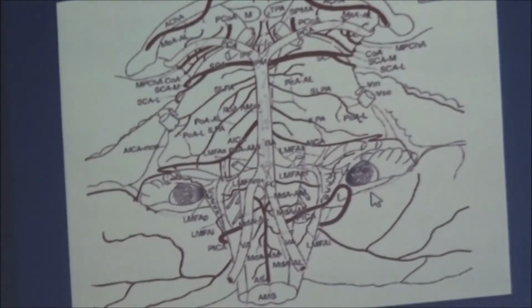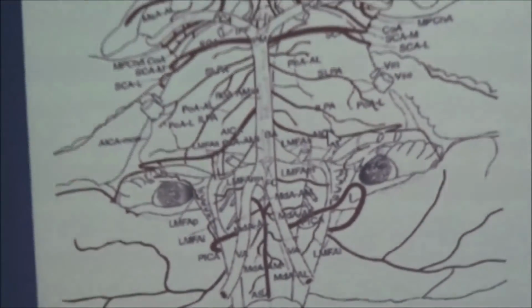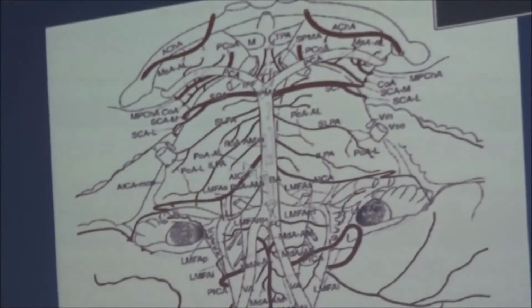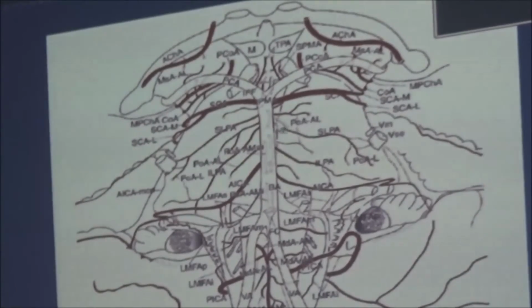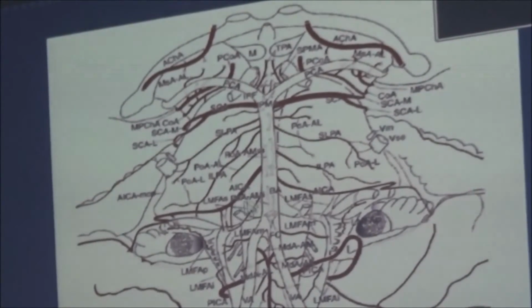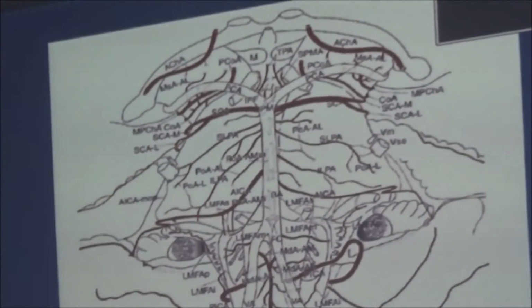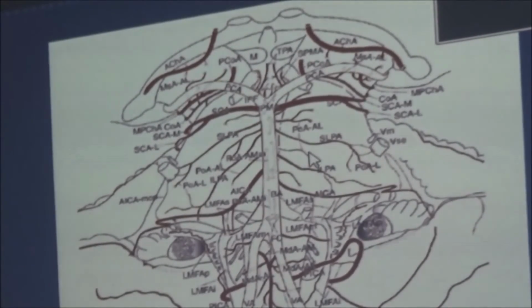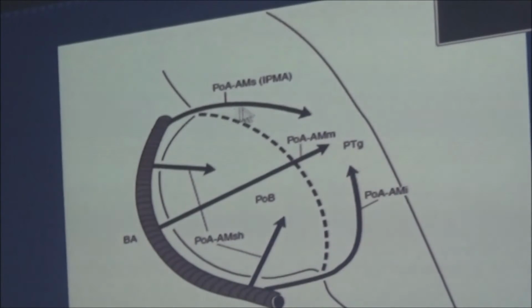This is a photo of Duvernoy, his atlas of brainstem vessels, and you can see how complex this all is. Anterolateral pontine arteries, lateral pontine arteries. You can see the lateral medullary fissure arteries and the arteries of the medulla itself. We're not going to get into this. This is a two-day course alone.